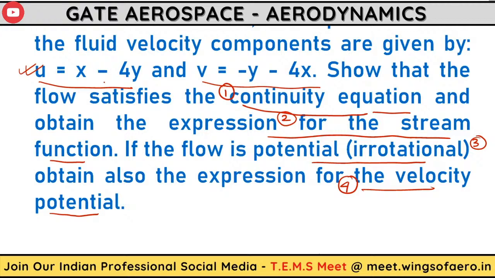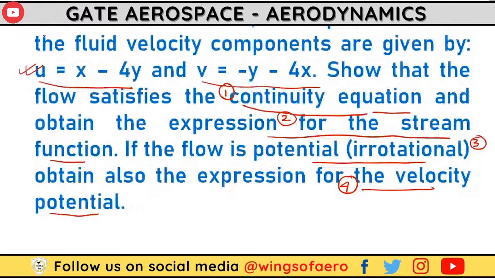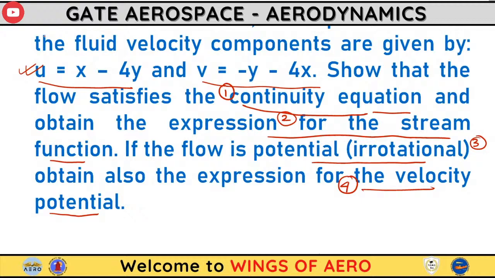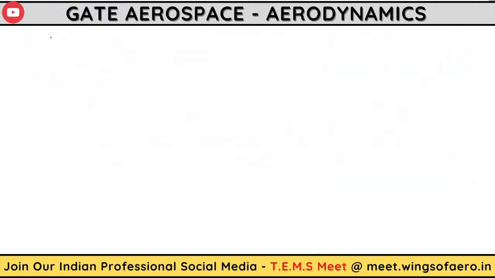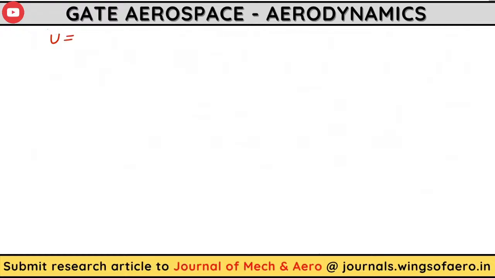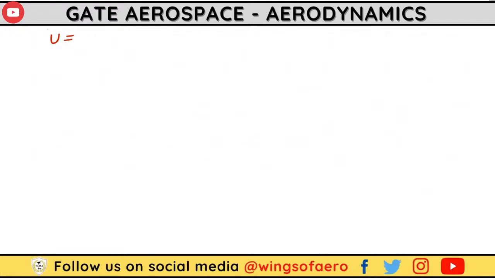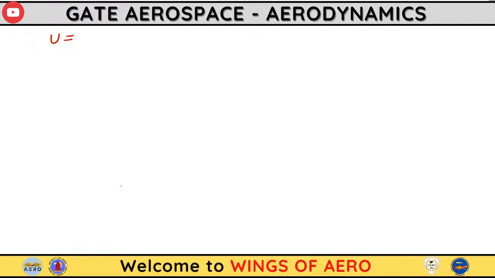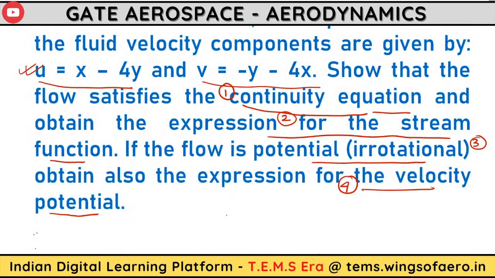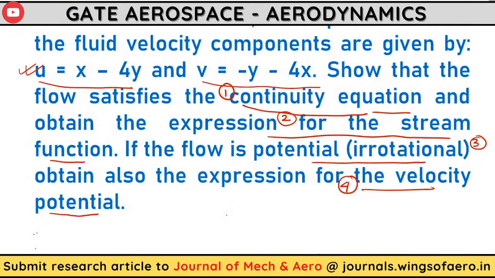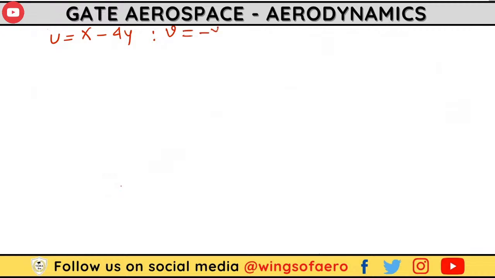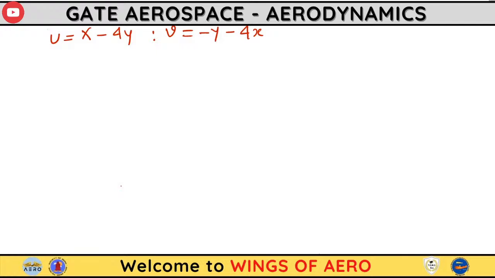Now, how will you check the continuity equation? Let's move to a fresh page. Now, what is the given data? Please note down the given data. U equals x minus 4y. And what is V? V equals minus y minus 4x.